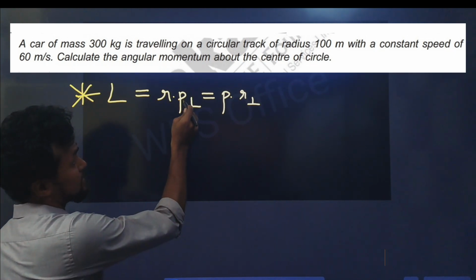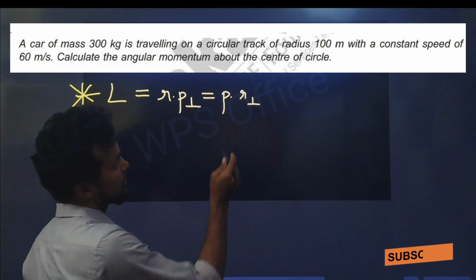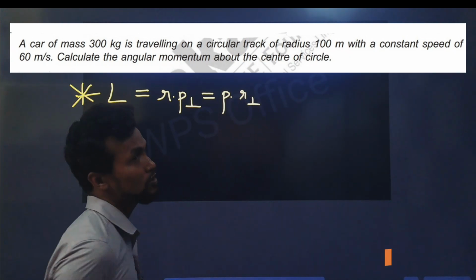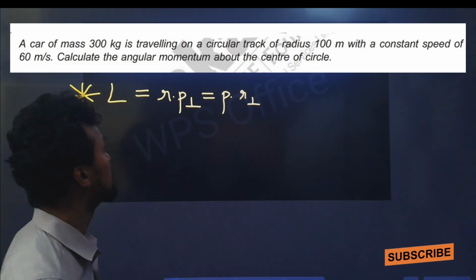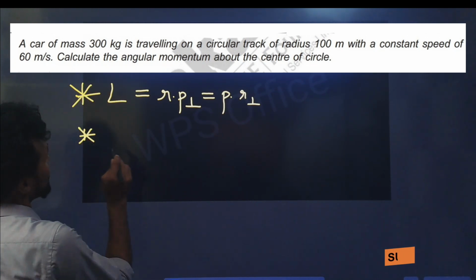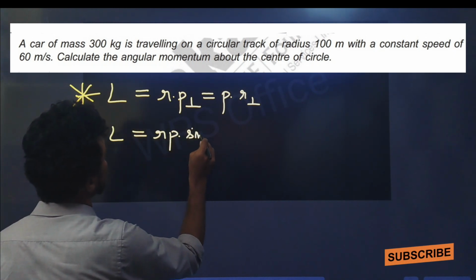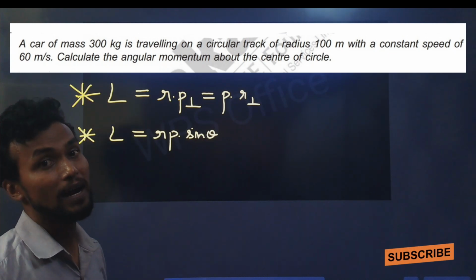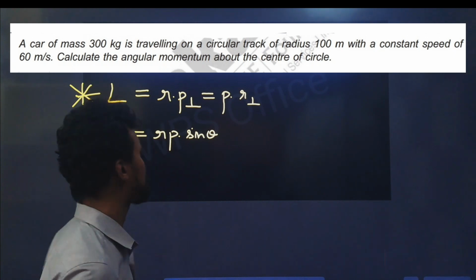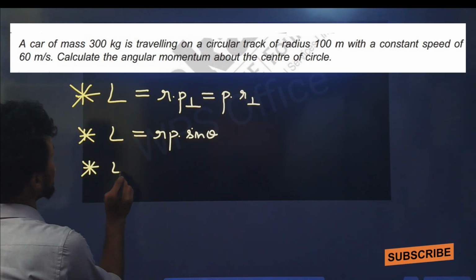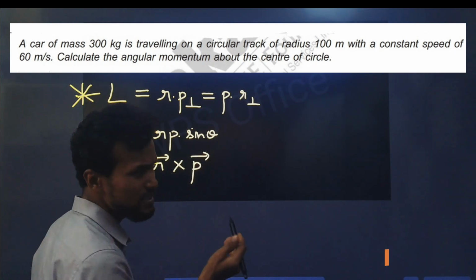Here the linear momentum is perpendicular to the position vector, or we can say the position vector is perpendicular to the linear momentum vector. The main thing is that both should be mutually perpendicular. We can also write L equals rp sin theta, where theta is the angle between r and p. Here both are mutually perpendicular, so theta is 90 degrees. In vector form, we can write vector L equals vector r cross p.